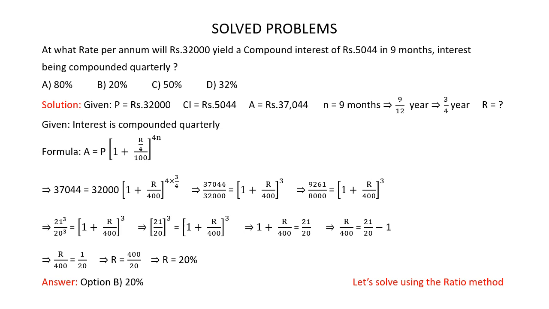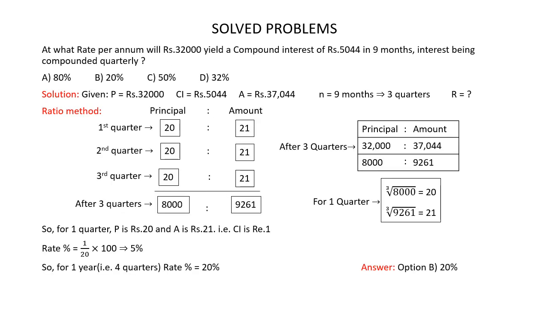Now, other than the formula method, this problem can also be solved using the ratio method. Let's now solve this problem through the shortcut method using the ratio method. Here it's given that principal is rupees 32,000, compound interest is rupees 5,044. Now, since amount is equal to principal plus compound interest, the amount here would be 32,000 plus 5,044, which is nothing but rupees 37,044. Time is given as 9 months.